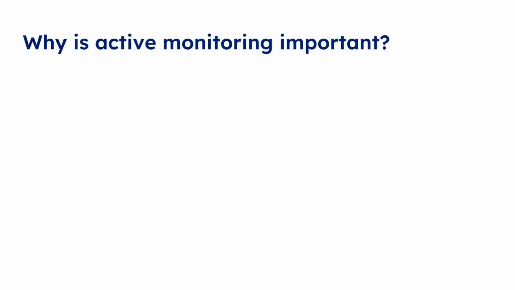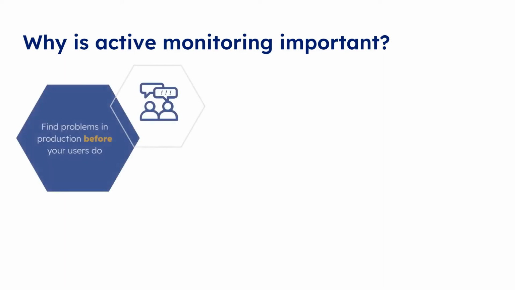Now that you know what active monitoring is, let me talk briefly about why it is even important. Simply stated, things are bound to go wrong in any software production environment. But rather than view this as a bad thing, engineering teams can see it as an opportunity. They can use active monitoring to identify problems in production before users do.